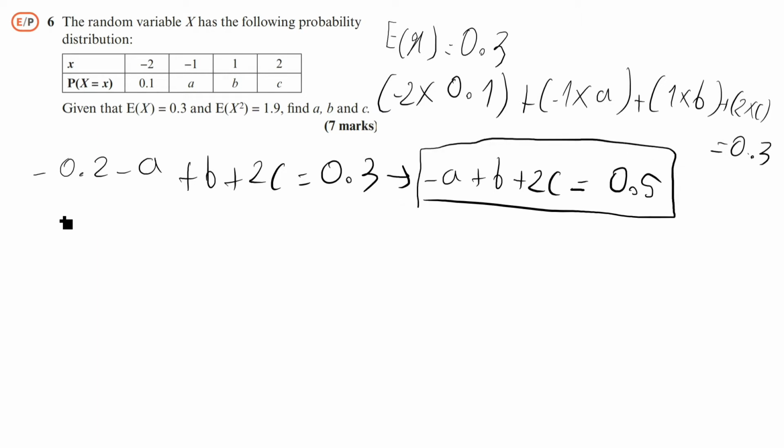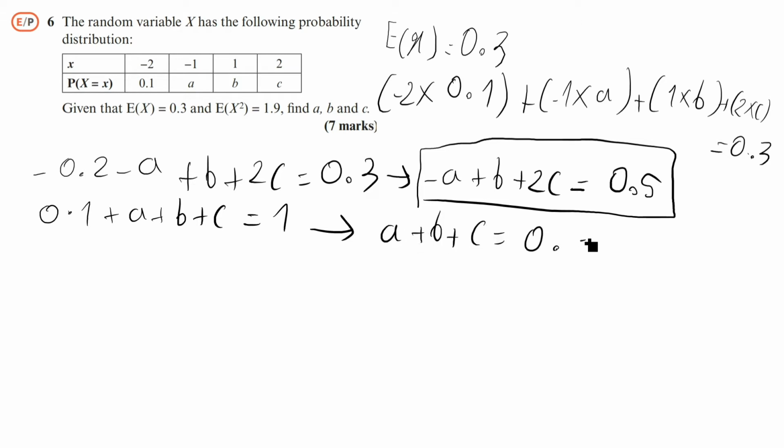We can get the second equation by using the fact that the sum of all of these probabilities will be equal to 1. So 0.1 plus a plus b plus c is equal to 1, and a plus b plus c equals 0.9. This is our second equation.